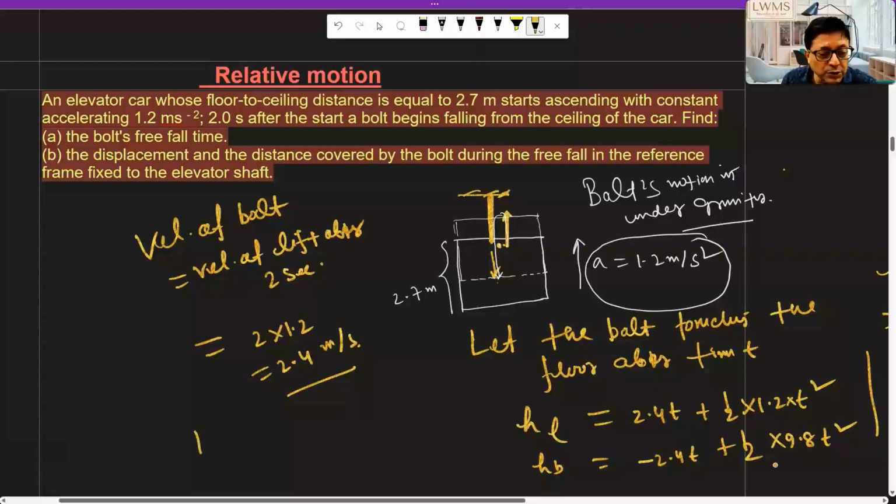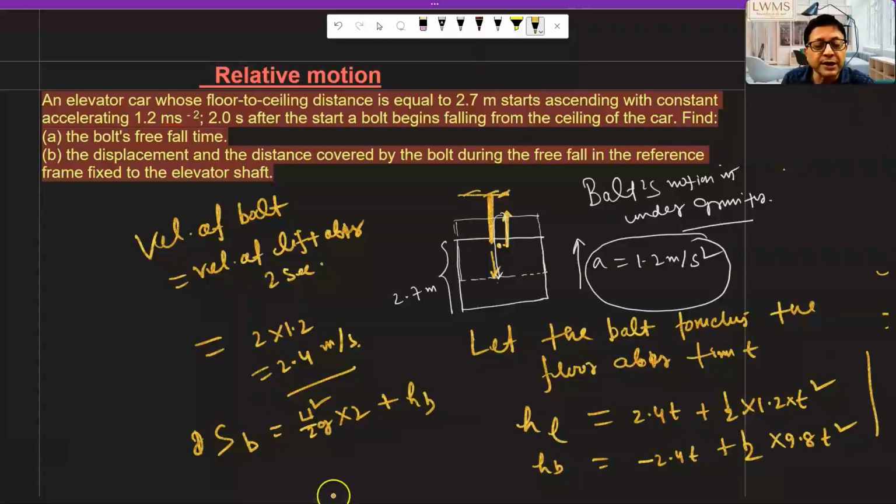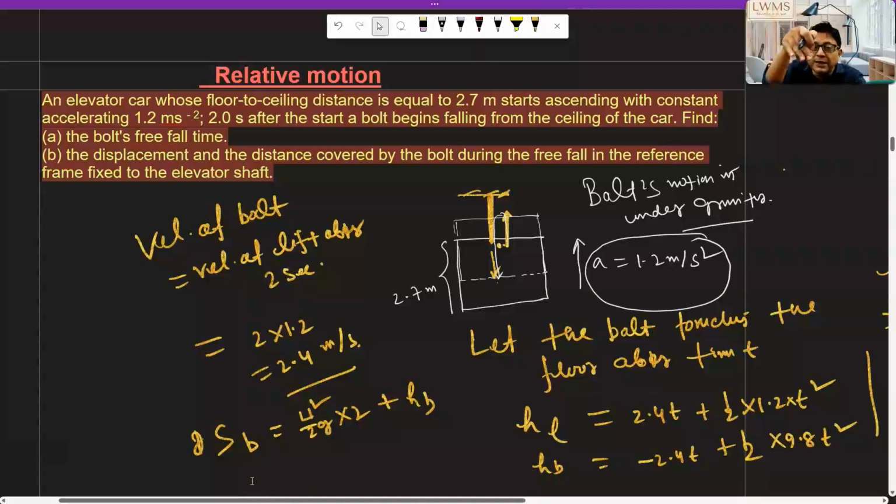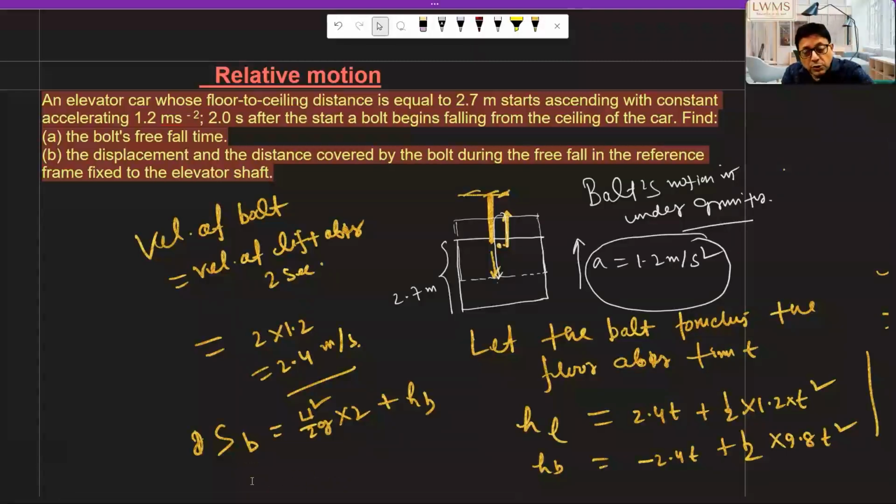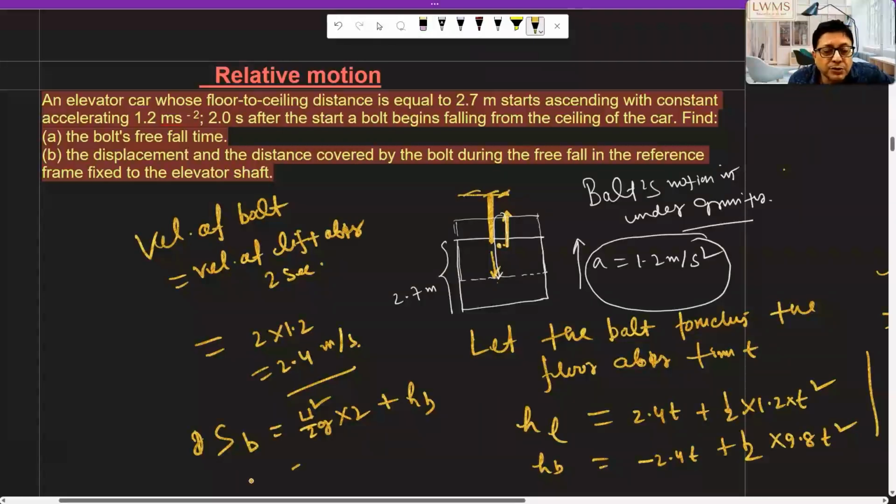So for the distance of the bolt, I am writing SB equal to U squared by 2G, going up, then coming down, plus this HB. HB is calculated here because the bolt is in free fall. It is going up, then coming down, then it touches the floor. When it goes up and comes down to the point from where it was detached, then it falls down. So you have to add. So it is U squared by G plus HB. HB stands for displacement.